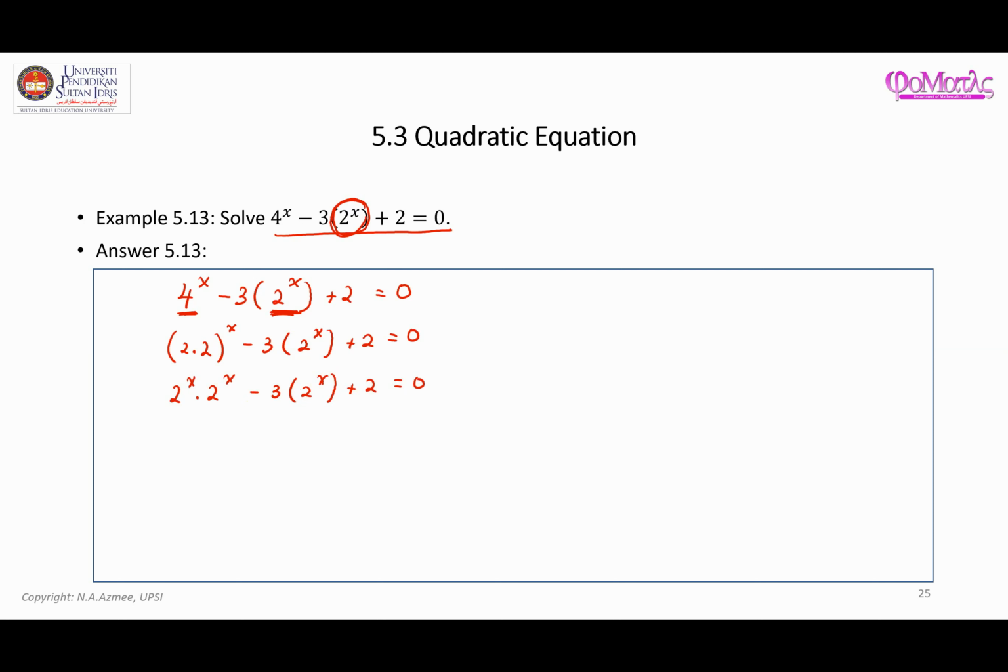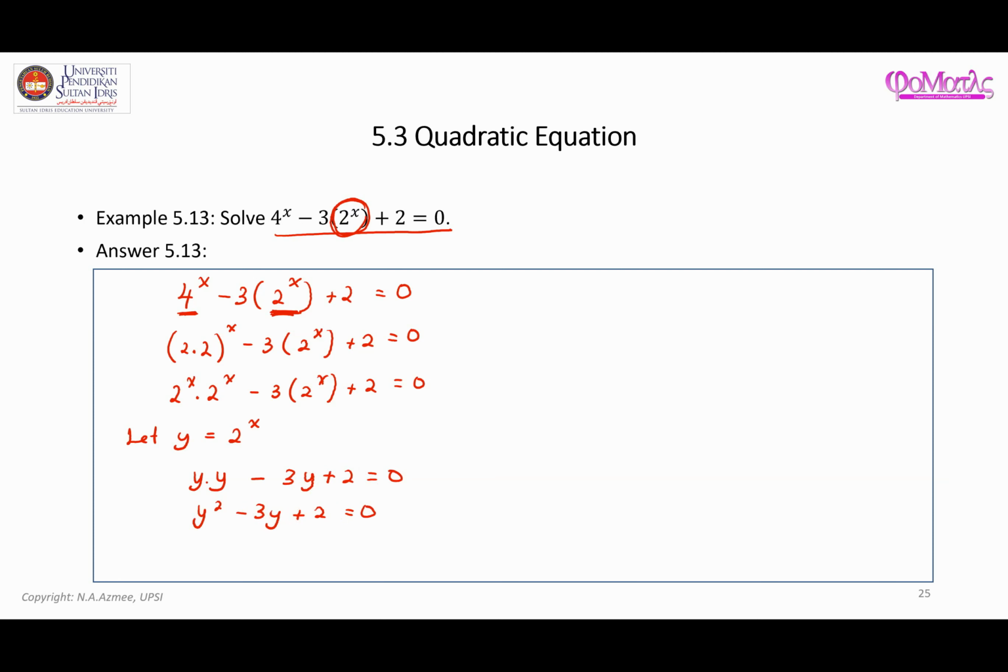is equal to 0. Now, to make things easier for us, we can always substitute 2 to the power of x with something simple. For example, let y be 2 to the power of x. So here we will have y times y minus 3y plus 2 is equal to 0. So this is y squared minus 3y plus 2 equals 0. Now this looks more like what you are familiar with. This is clearly a quadratic equation.